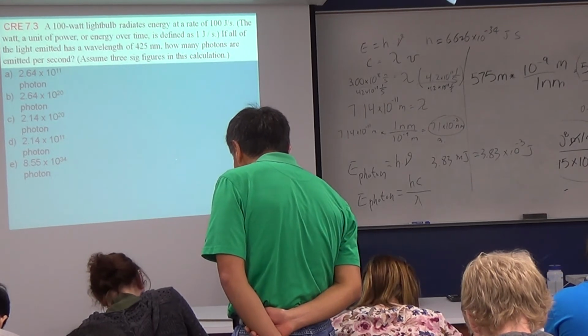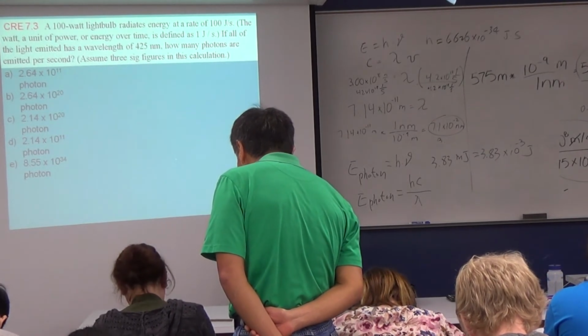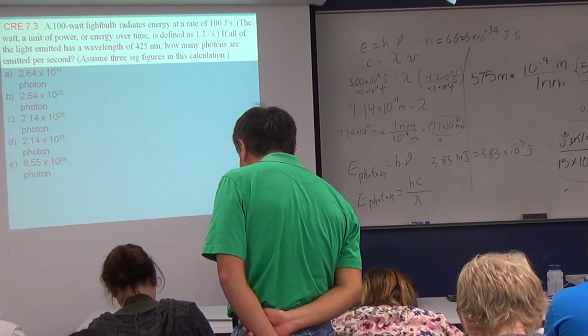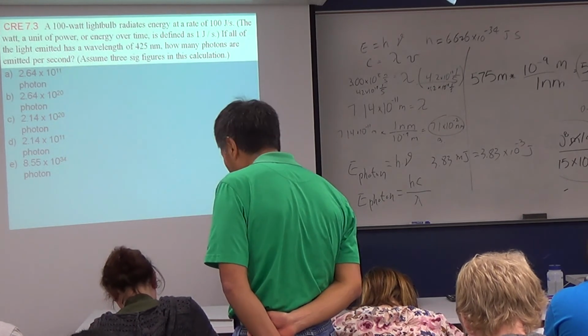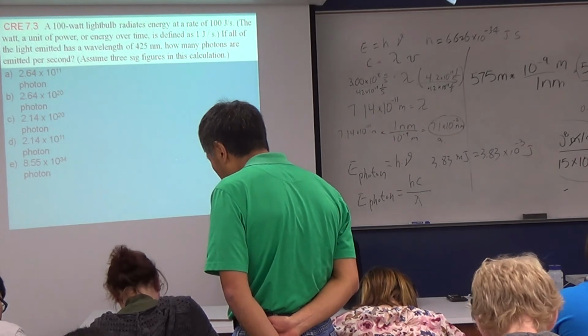What do you do next? So this is what? This is the energy for one photon, right? So they call it E photon.